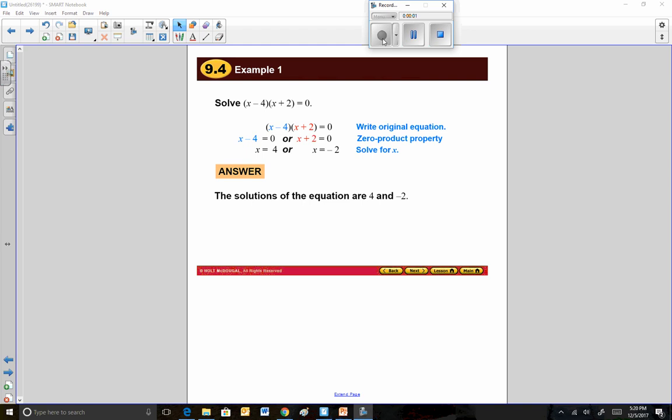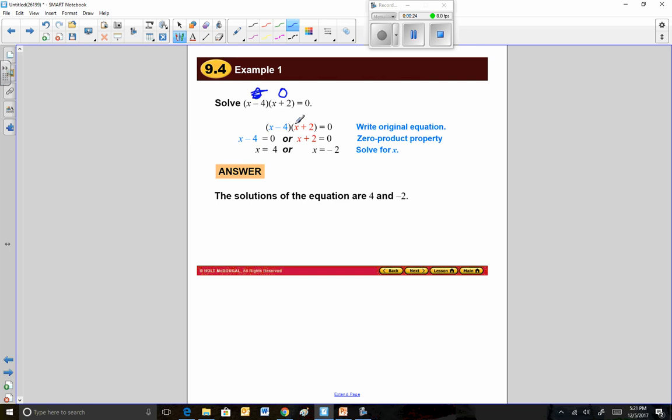Class, today we're looking at solving factored form polynomials. Let's take a look at how we can do that. Right here we have x minus 4 times x plus 2 equals 0. If I can make this equal to 0, 0 times anything equals 0, and it would make it true. Or I have another choice. What if I set this one equal to 0? 0 times that would still equal 0, so it would be true.